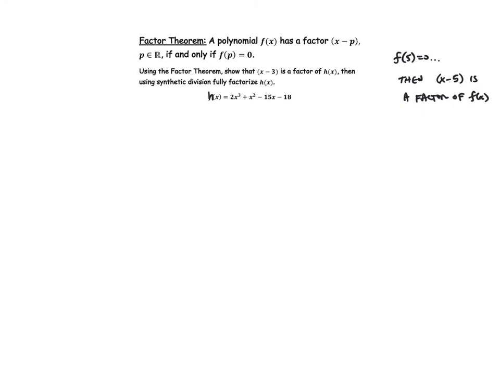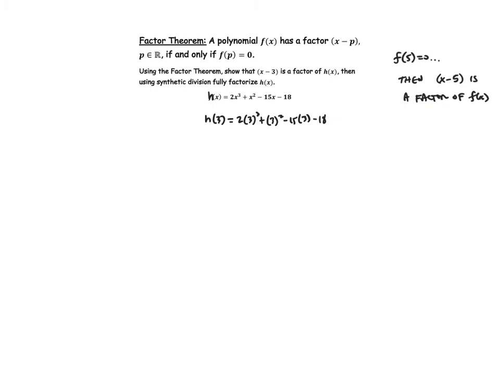All right, so using the factor theorem, show that x minus 3 is a factor. Okay, so what I would do here is plug in a 3 and show that h of 3 equals 0. If h of 3 equals 0, then x minus 3 is a factor. So 2 times 3 cubed plus 3 squared minus 15 times 3 minus 18. If this equals 0, I know x minus 3 is a factor.